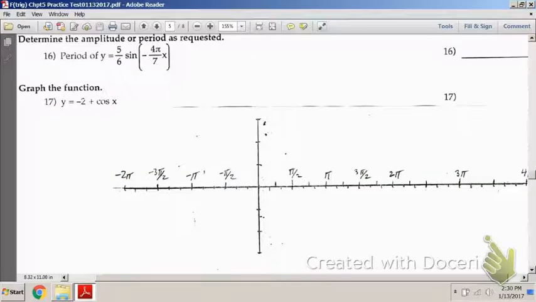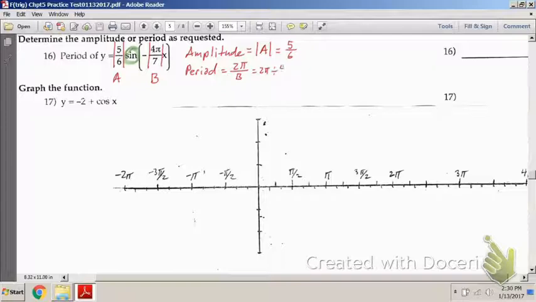Okay, number 16 here. That's just a computation. That should be very straightforward. There's your A, there's your B. Don't have a C or a D. It's the sine function. So the period is going to be 2 pi divided by B, and B is kind of a nasty thing there. Dividing, same thing as multiplying by the reciprocal. It's just math. Reduce the fraction. That thing is a give me.